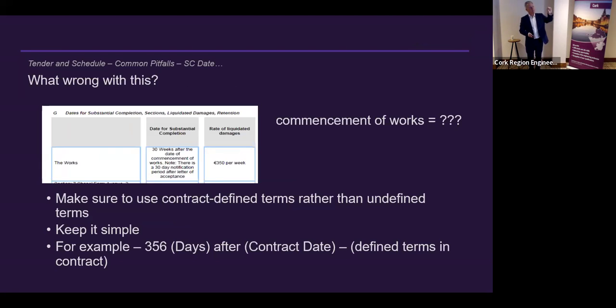When you're defining the date for substantial completion, keep it simple. Use defined contract terms in that particular box. I give an example down the bottom there, which to me is clear and simple. It has got two defined contract terms in it, both days and contract date. So the date for substantial completion is 356 days after contract date. That's clear. There is no confusion. It's not rocket science.